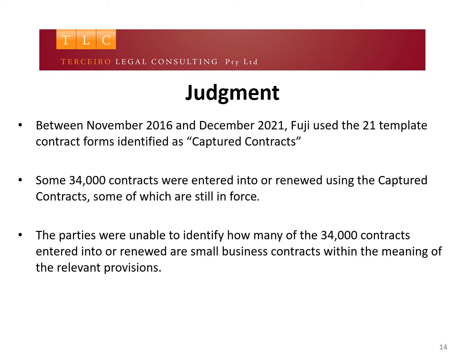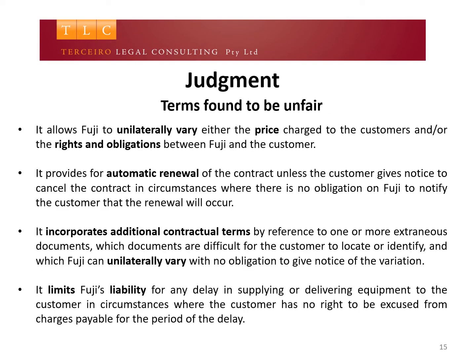And finally, neither the ACCC nor Fuji were able to identify how many of these 34,000 contracts were actually small business contracts. So Fuji had no way of knowing whether the customers that it had contracted with had 20 or less employees at the date that they signed the contract. So that was an issue that had to be worked out in the context of the orders. Now I'll go through the terms that were found to be unfair by the court, but this is subject to the proviso that it was by consent and the court didn't go through each of these terms individually.